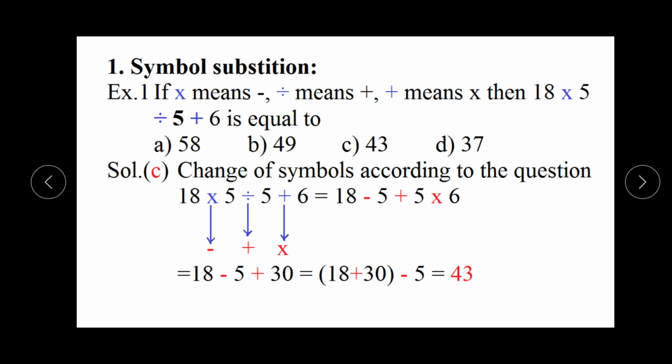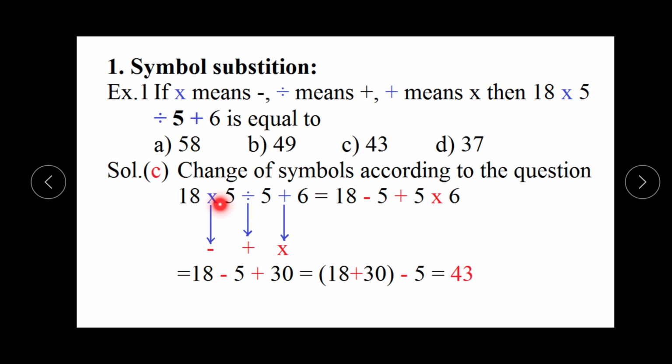It means here these symbols are substituted by this. If multiply means minus, it means the sign of multiplication is replaced by the sign of subtraction. Division means plus, plus means multiply. Then this is the equation: 18 multiplied by 5 divide 5 plus 6 is equal to. Clearly we can say that these signs are replaced by these signs.